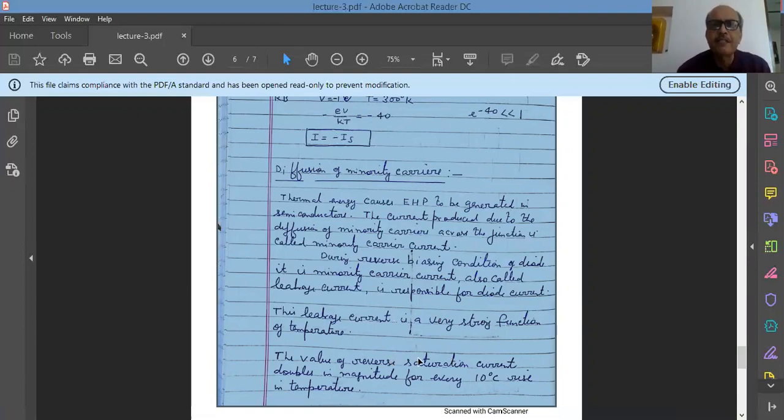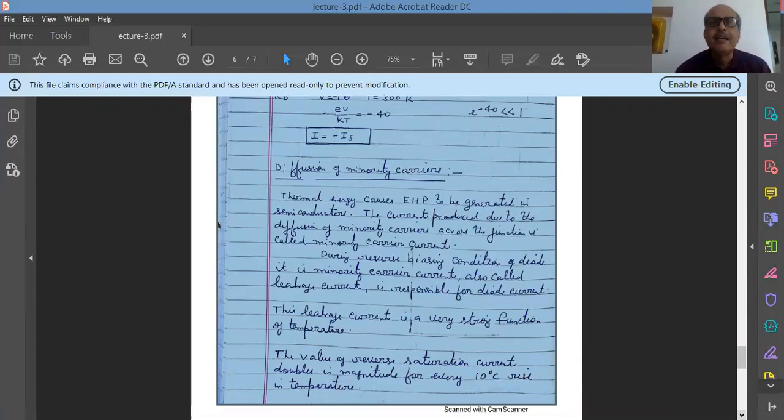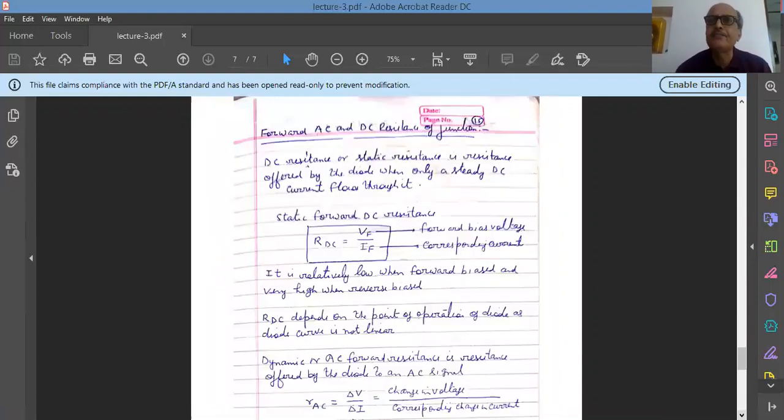The value of reverse saturation current doubles in magnitude for every 10-degree rise in temperature. You have to remember this fact. It's very important that for every 10-degree rise in temperature, the minority carrier concentration is doubled. The current also gets doubled. So this is also a very important thing to understand the characteristics of a PN junction diode.